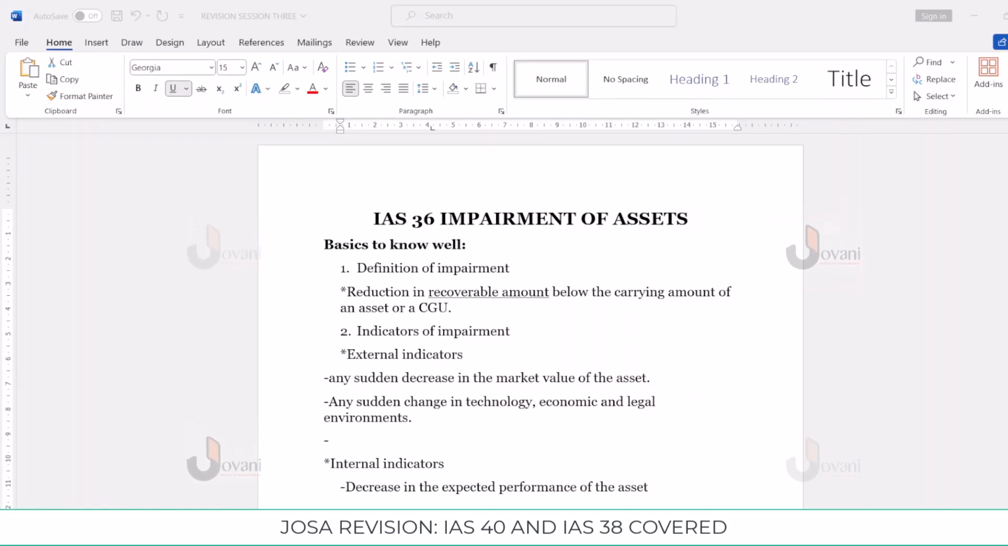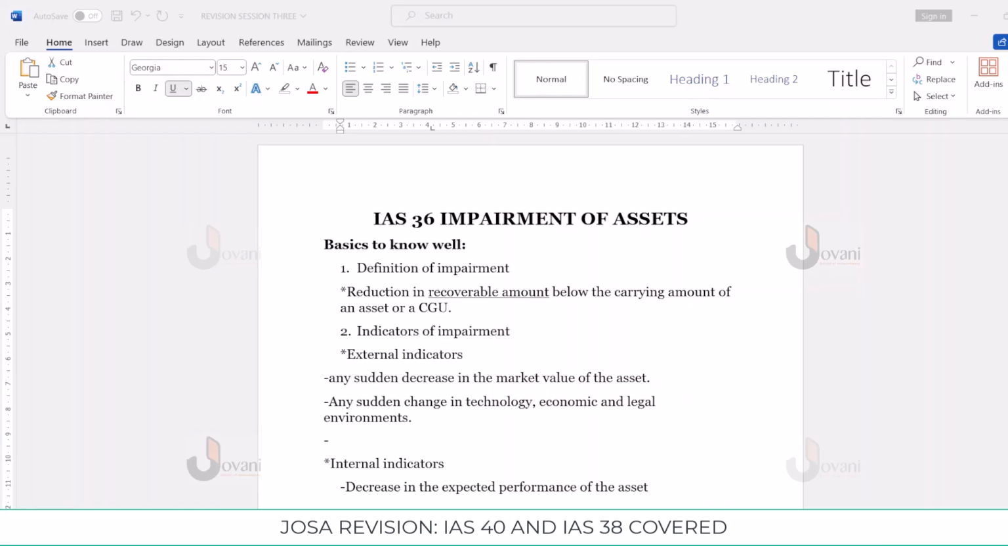Recoverable amount would be the higher of value in use or fair value, less cost to sell. The higher of the two. Perfect. You've said recoverable amount is the higher of value in use or fair value less cost to sell.